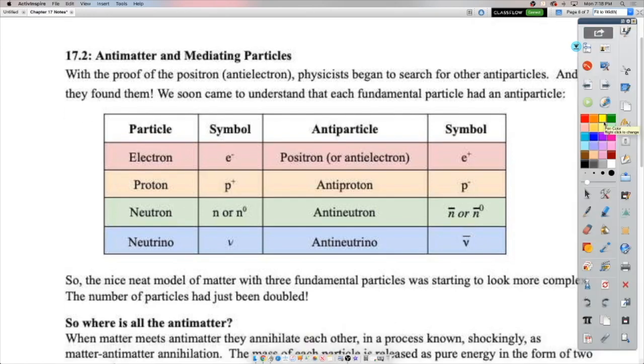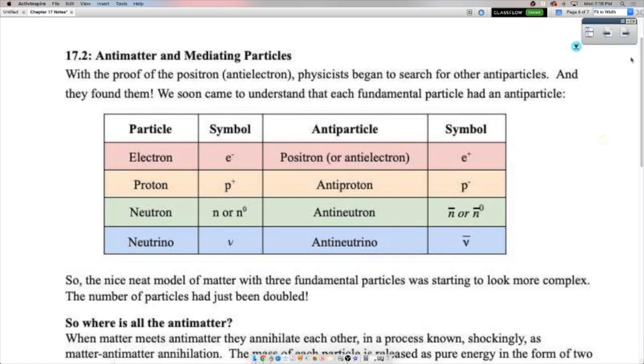Now, it had kind of been predicted that there might be more types of antiparticles. In fact, there might be an antiparticle for every particle. And so physicists began to search for them with this discovery of the positron, and we found them. We soon came to understand that every fundamental particle had an antiparticle. Not only that, you can make anti-versions of non-fundamental particles. Like we've said before, put an antiproton and an anti-electron together, you've got antihydrogen.